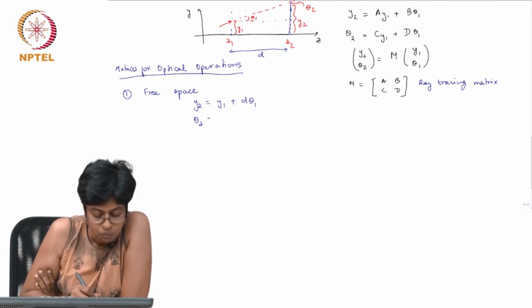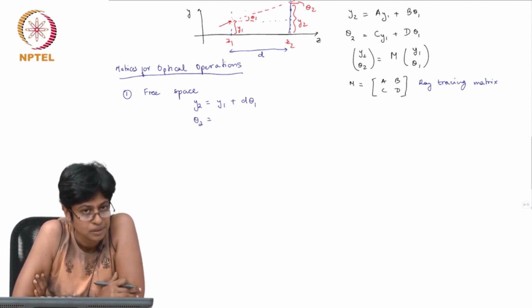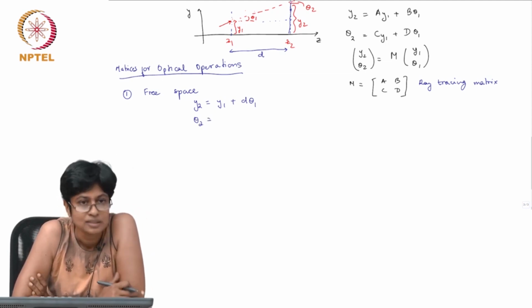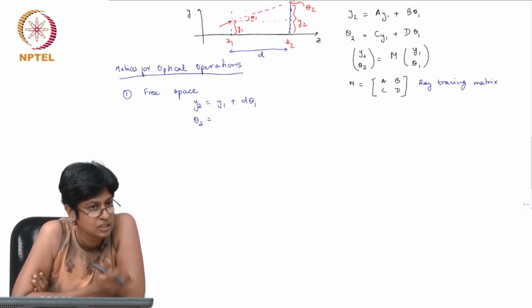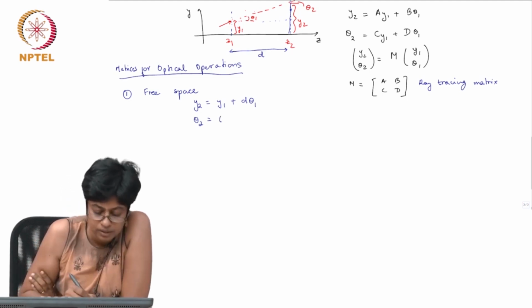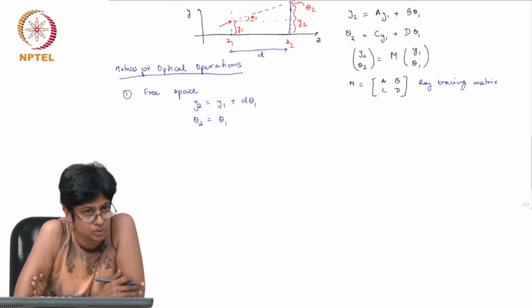On the other hand, what has happened to the angle? This is free space. The angle does not change at all. The ray continues to travel along the direction it was traveling in. There is nothing to cause a change in direction. So I know that theta 2 is going to be equal to theta 1.